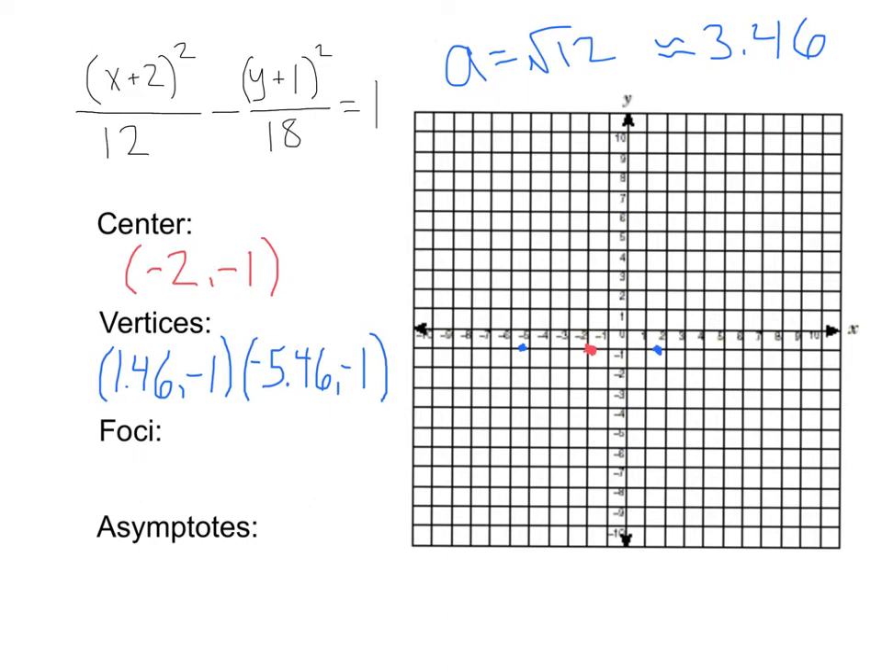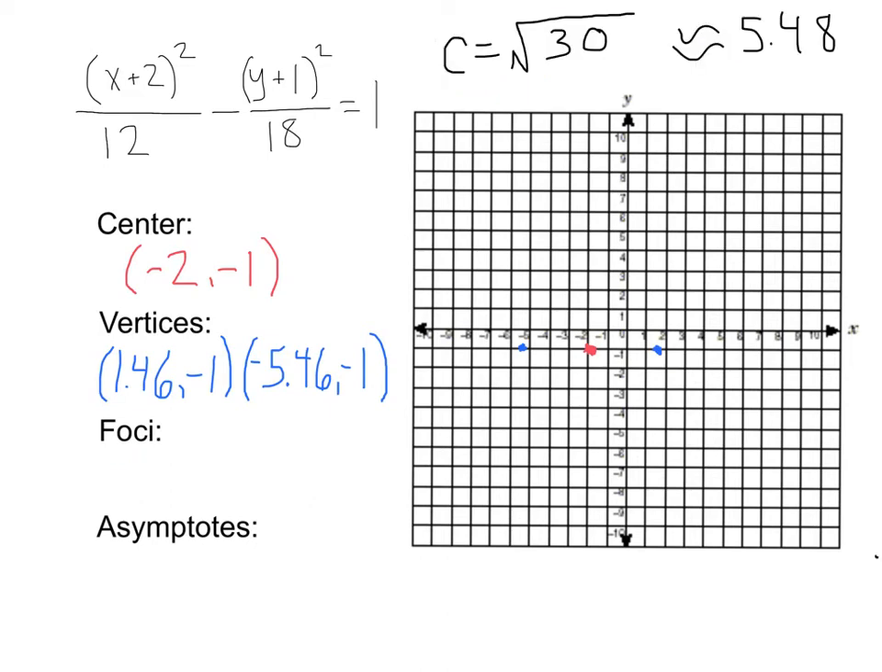Next up, our foci. Using our c squared equals a squared plus b squared, we'll get c equals the square root of 12 plus 18, or the square root of 30, which is approximately 5.48. And from there, we're going to go again in the horizontal direction because we have that x squared term first. 1, 2, 3, 4, 5.48. And to the left, 1, 2, 3, 4, 5.48. And we've got our foci at the points 3.48, negative 1, and negative 7.48, comma, negative 1, adding and subtracting this 5.48 from our x coordinate.